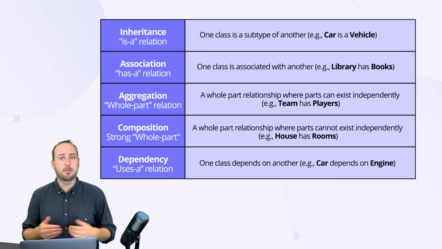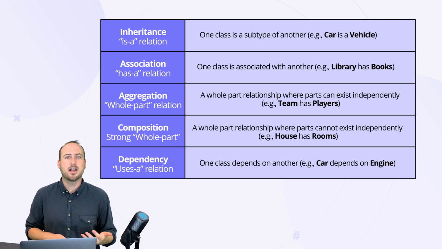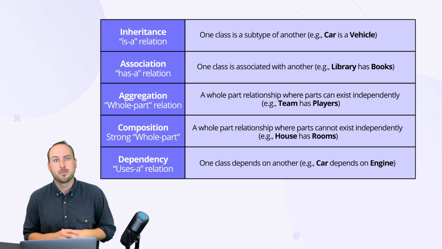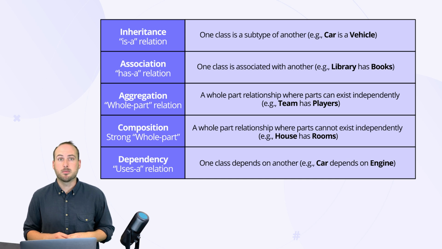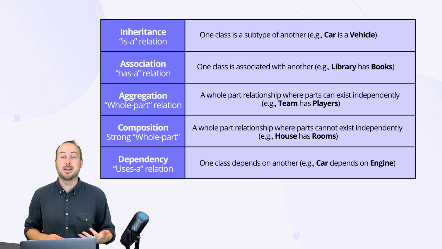Let's quickly recap the key relationships between classes in object-oriented programming. Inheritance has an is-a relationship where one class is a subtype of another. For example, car is a vehicle. Association represents a has-a relationship, where one class is associated with another. For example, a library has books. Aggregation has a whole-part relationship, where parts can exist independently. For example, a team has players. Composition has a strong whole-part relationship, where parts cannot exist independently. For example, a house has rooms.